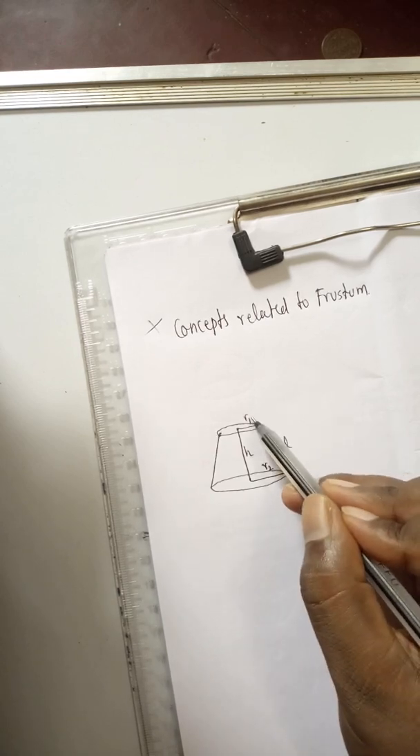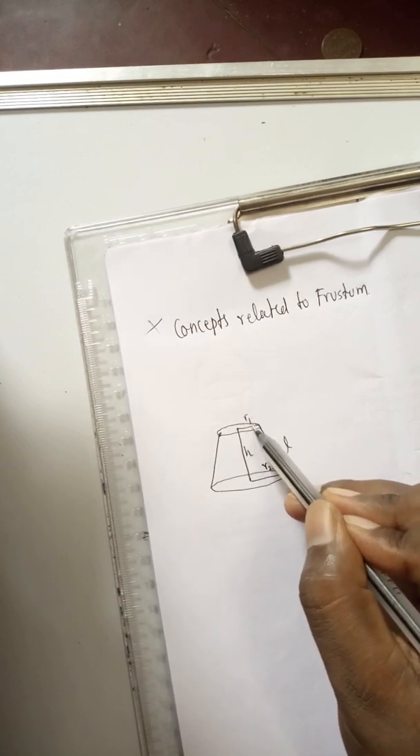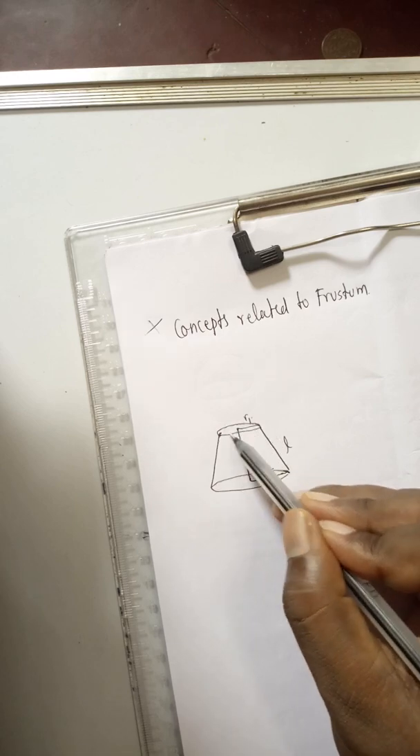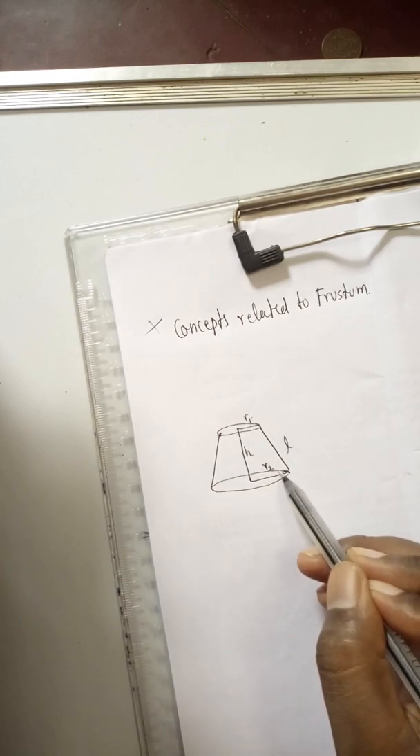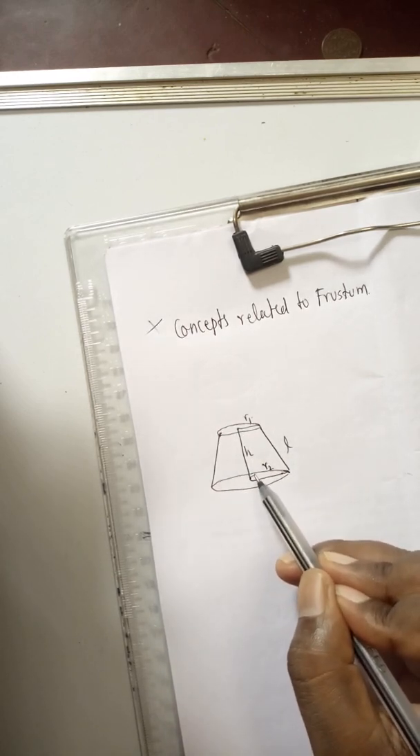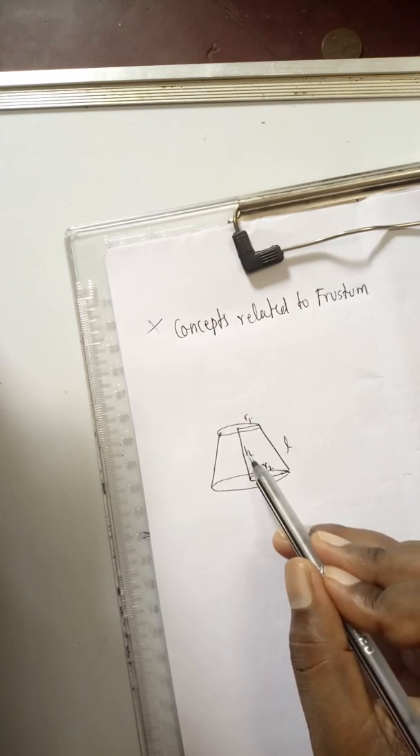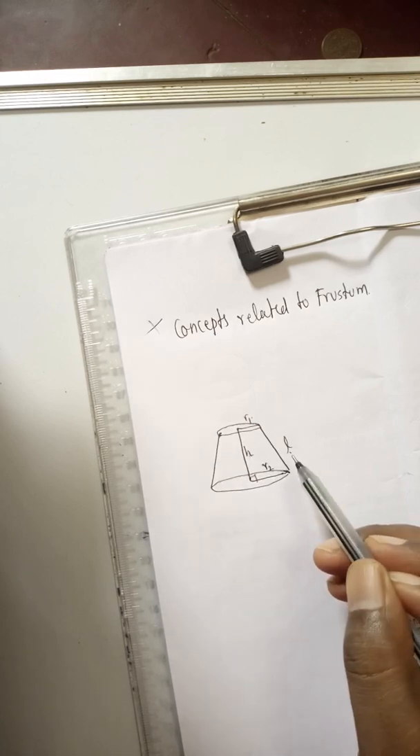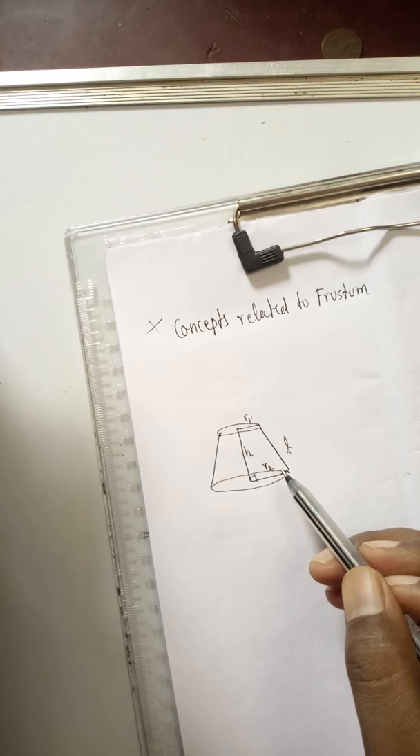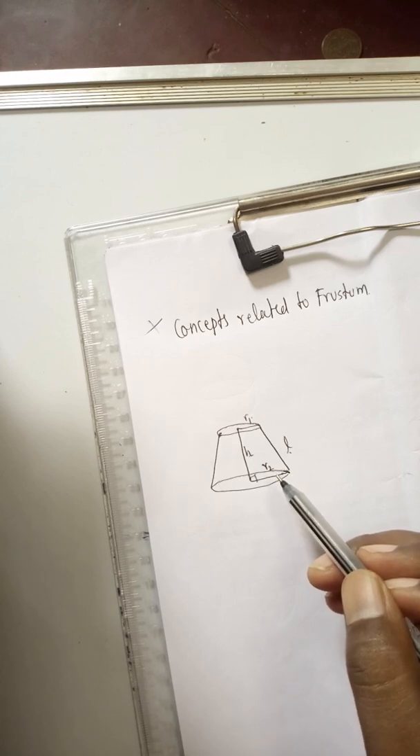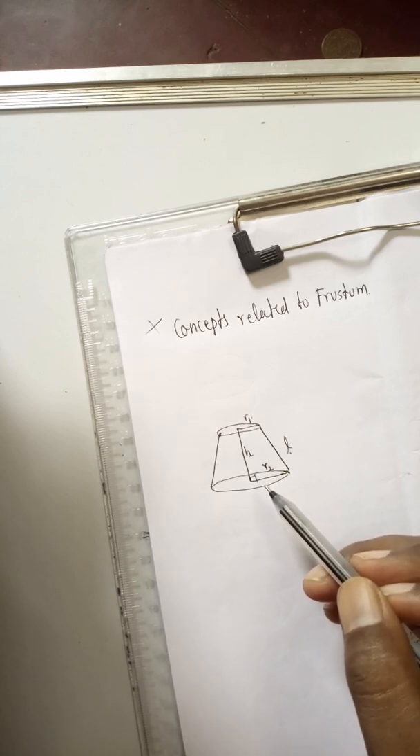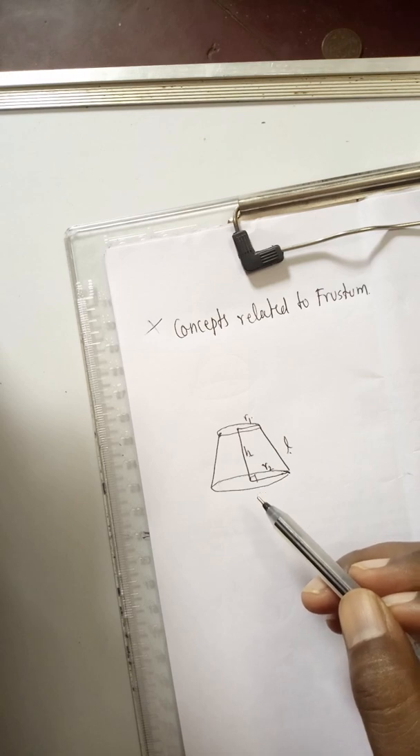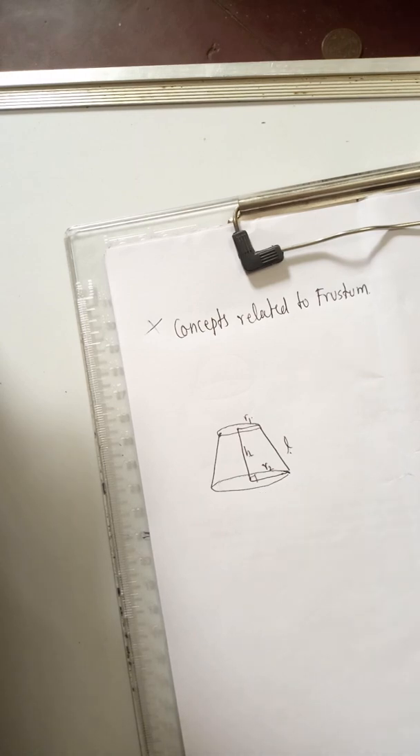I repeat, R1 is the radius of its this face, circular face. R2 is the radius of this second bottom circular face. H is the perpendicular height and L is the slant height. As I said, this frustum is derived from the cone. So to understand its C.S.A, T.S.A and volume, we will use the cone concepts.